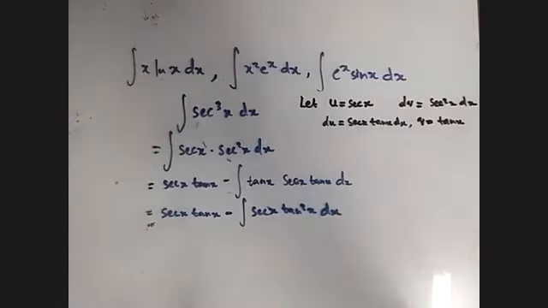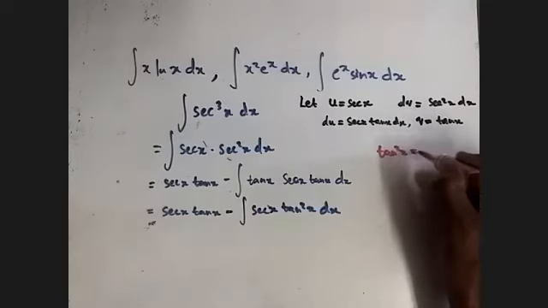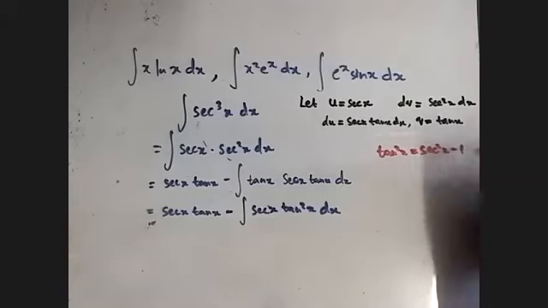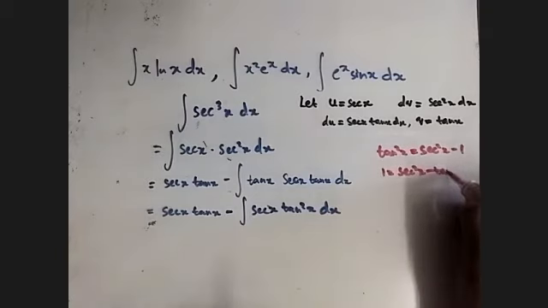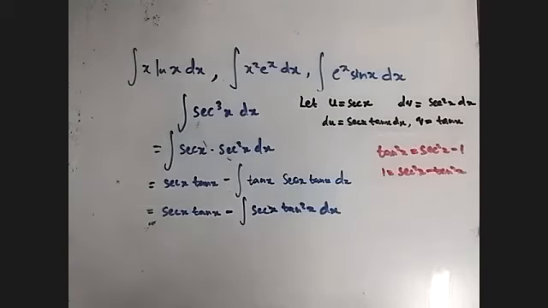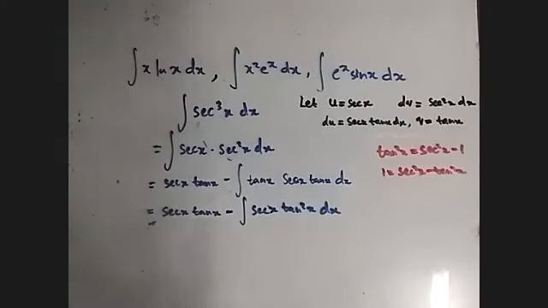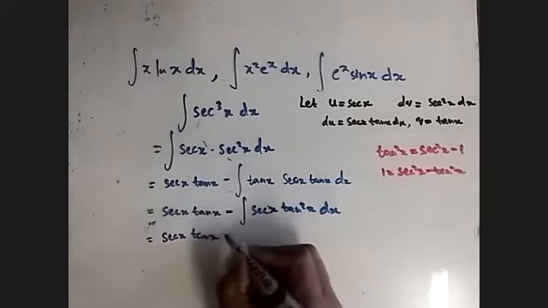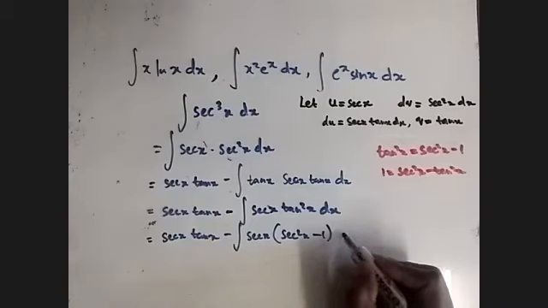Now if you can remember, we once all agreed that tan squared x is the same thing as sec squared x minus 1. Because we know by the rules of trigonometry that 1 equals sec squared x minus tan squared x, and we just transposed. Are we fine with that idea so far, guys? If you're not fine, please let me know and I'll try to explain. However, if you do not have any questions, you're going to have sec x tan x minus the integral of sec x times sec squared x minus 1 dx.